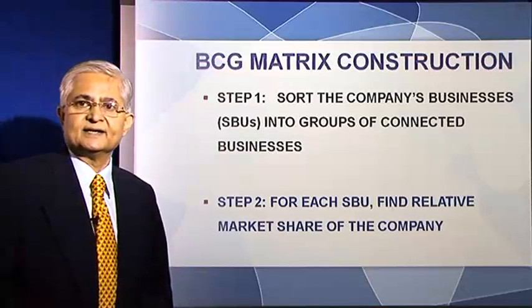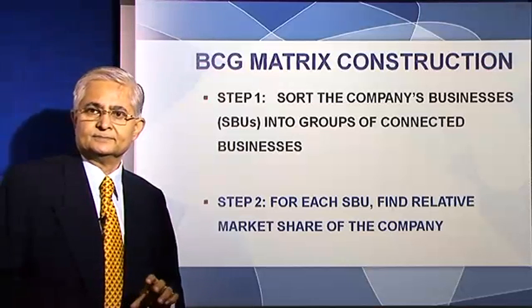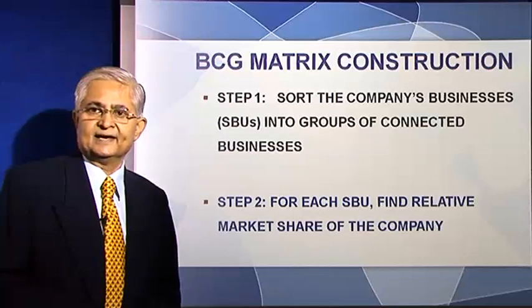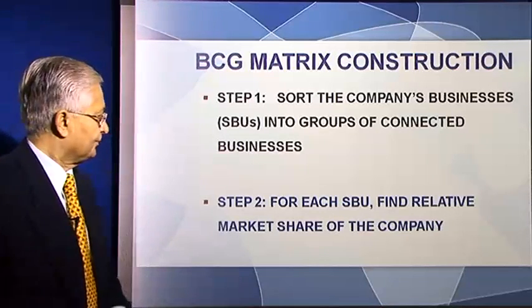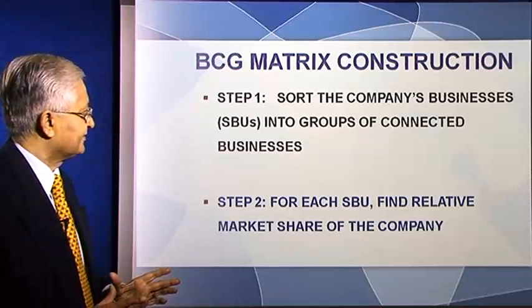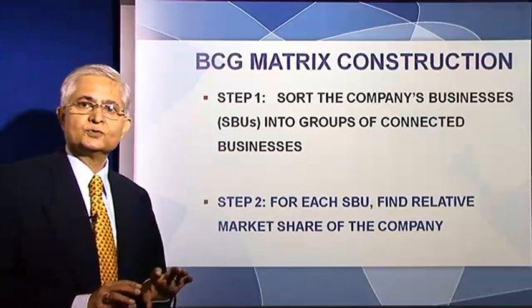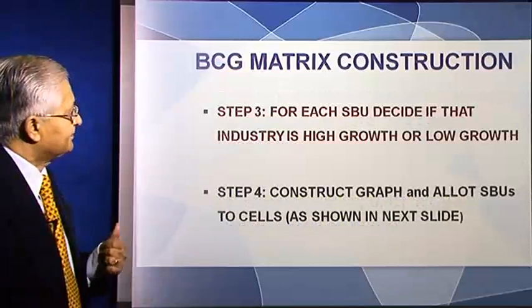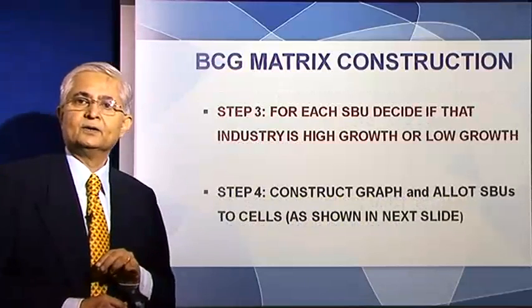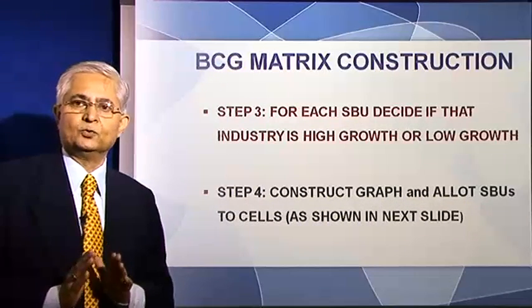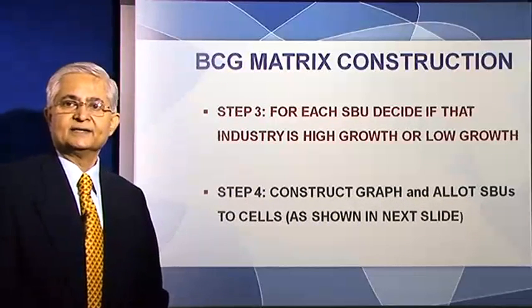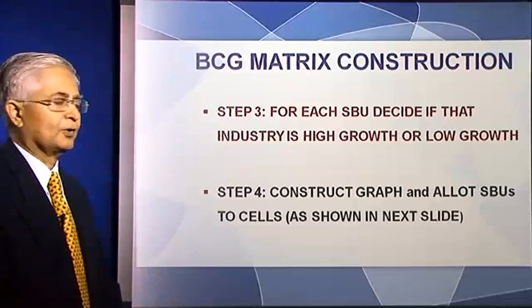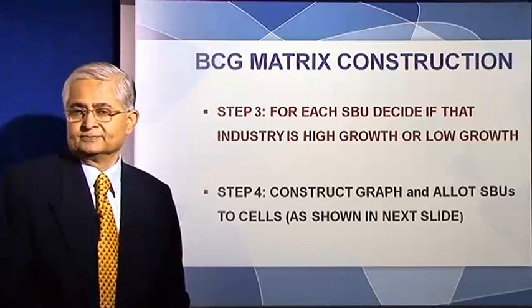Paper is another SBU where ITC has a good market share. So we classify these different SBUs into those which have high market share and those which have low market share. Step 3, we need to look at whether that particular SBU is in a market which is growing fast, or is it in a market which is slowing down or which has slowed down.